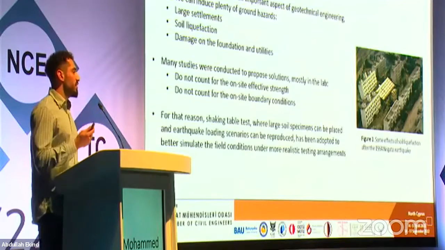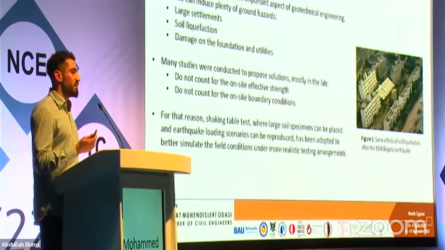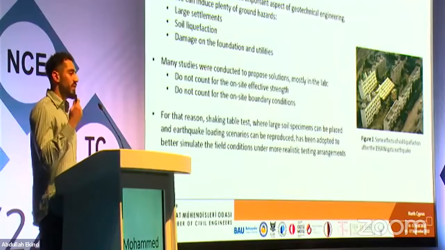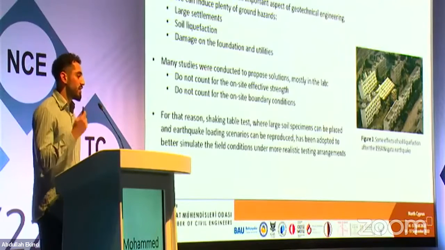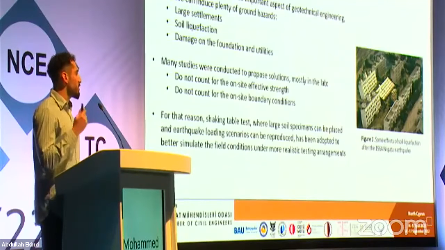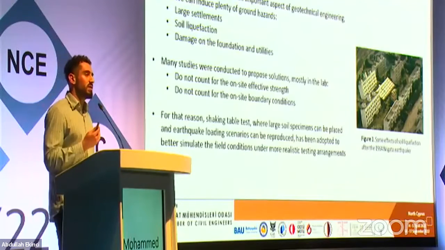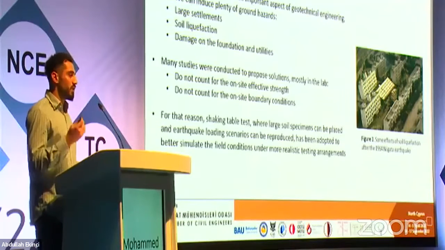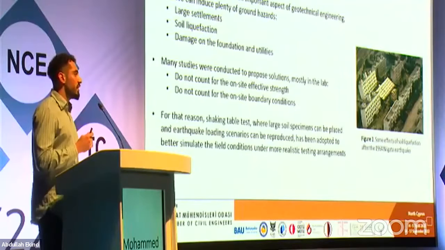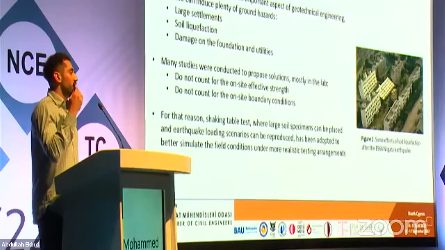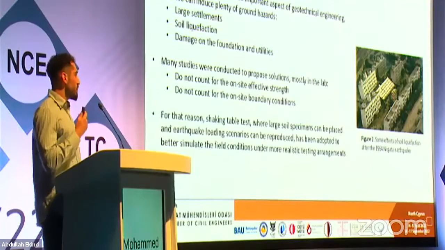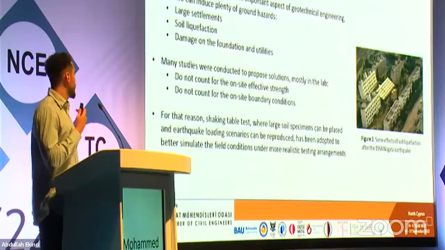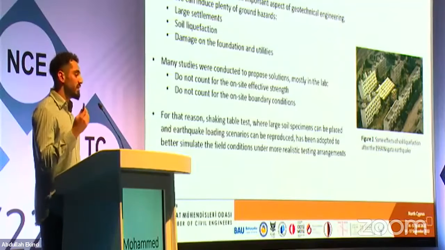This type of test has some disadvantages. First, it does not account for the on-site effective stress, and second, it does not account for the on-site boundary conditions. For these reasons, shaking table tests were adopted, where a large sample of soil can be placed in a container, and then an earthquake scenario can be reproduced. Now, the advantage of this is that this test can better simulate the field condition under more realistic testing conditions.